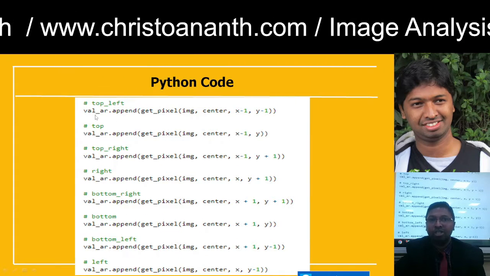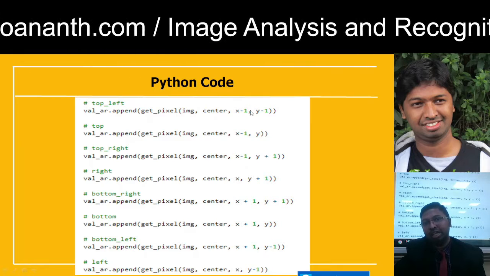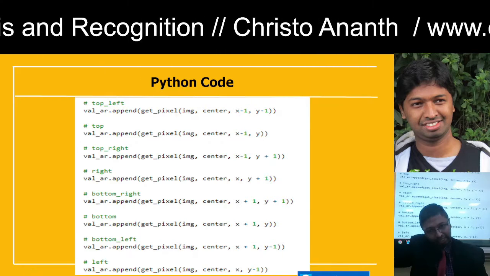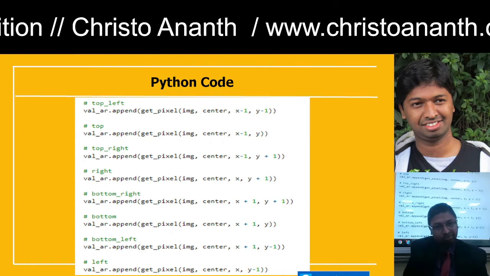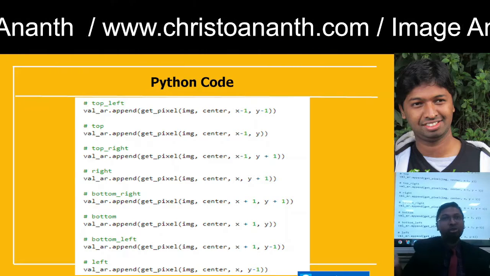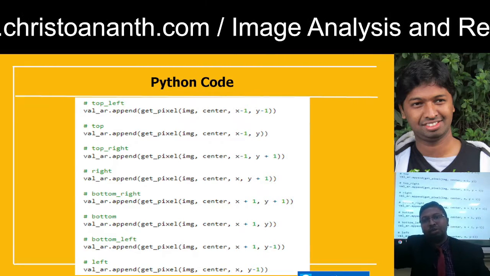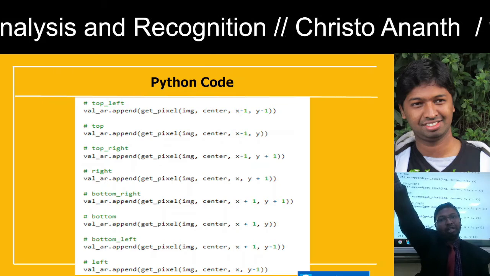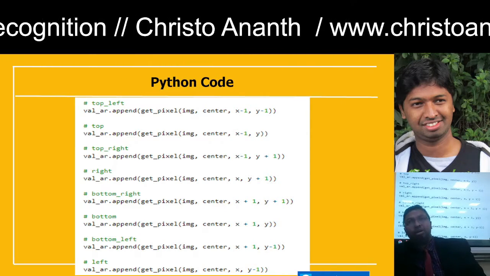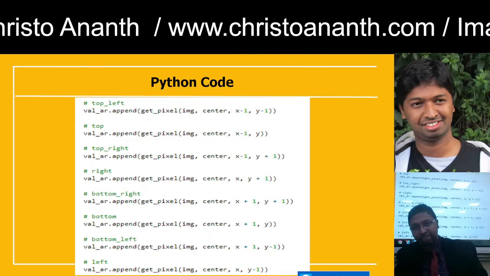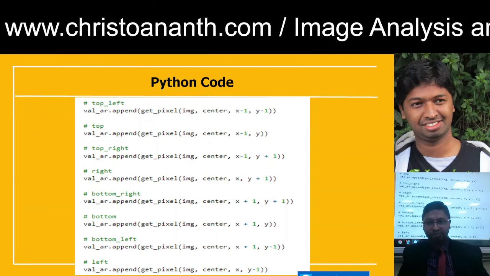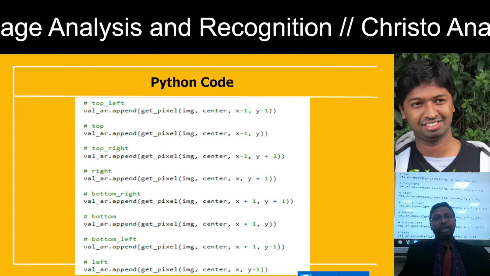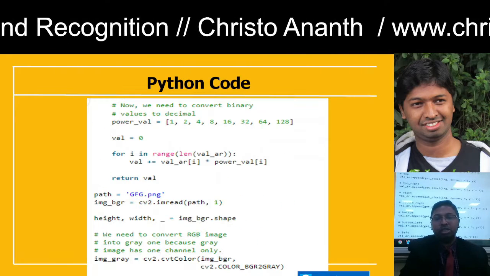Top left: value array append get_pixel(image, center, x minus 1, y minus 1), then top, top right, and so on. For everything you are categorizing: x minus 1 y minus 1, x minus 1 y, x minus 1 y plus 1. Then right: x comma y plus 1, and similarly bottom right: x plus 1 y plus 1. Bottom: x plus 1 y, bottom left: x plus 1 y minus 1, and left: x comma y minus 1. So for each of the things we will have values.